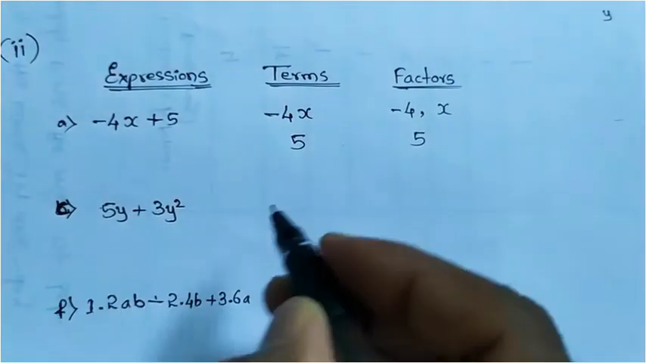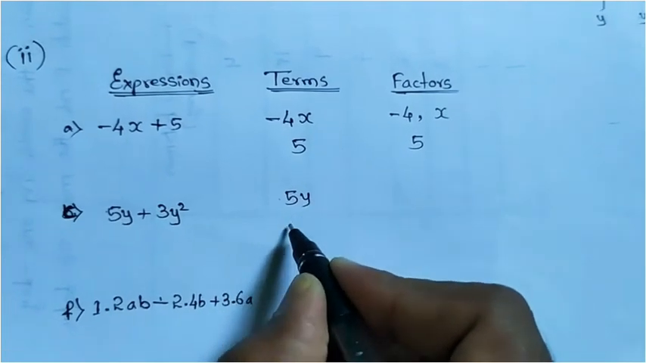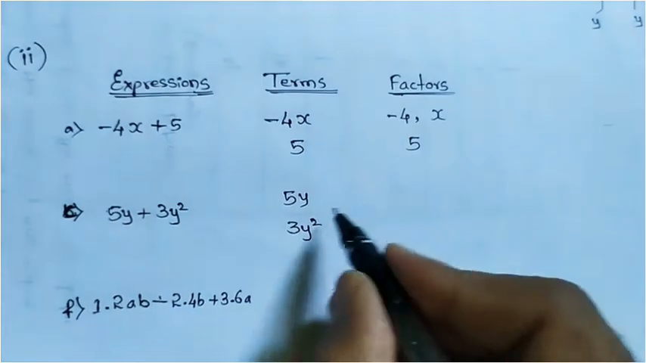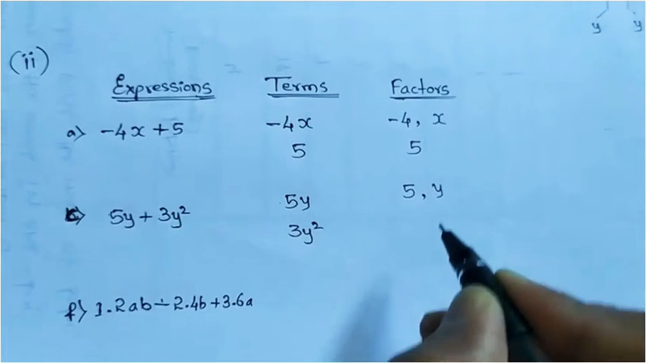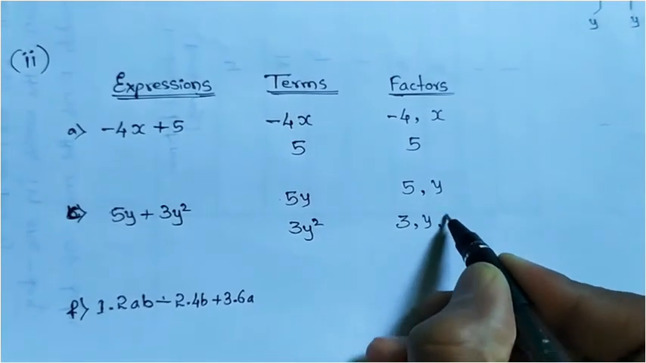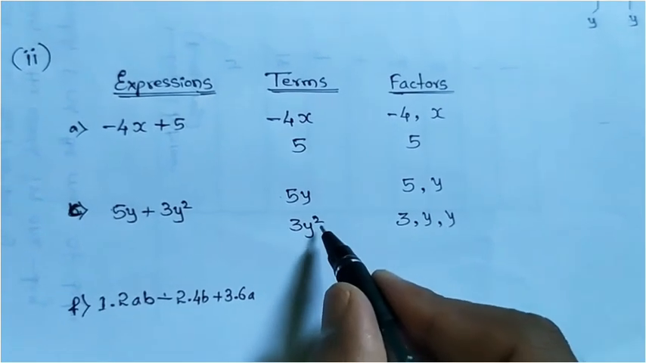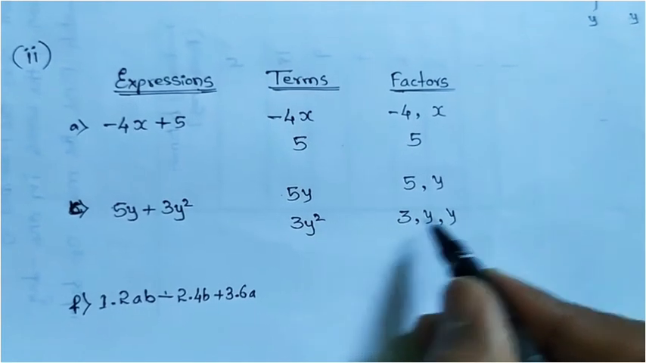And B is for your practice. Here, 5y and 3y square, two terms are there. So 5y you can write as 5 comma y, two factors. Here 3 comma y, because it is y square. If you have to multiply for getting the square, you have to write it 2 times, so 3, y into y.